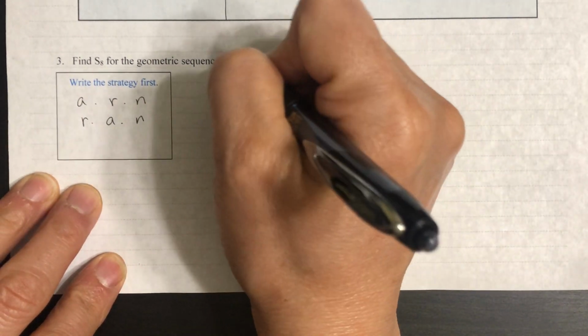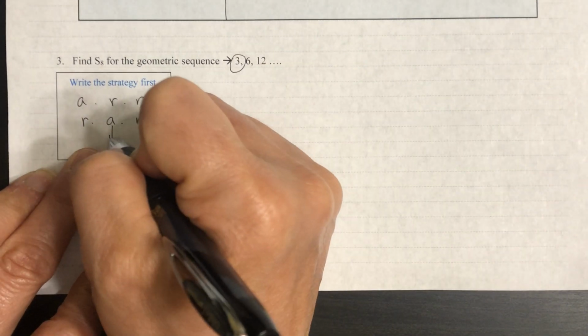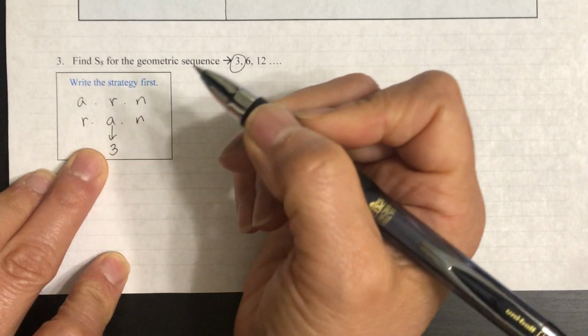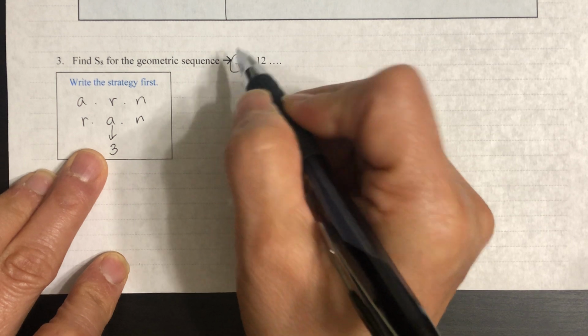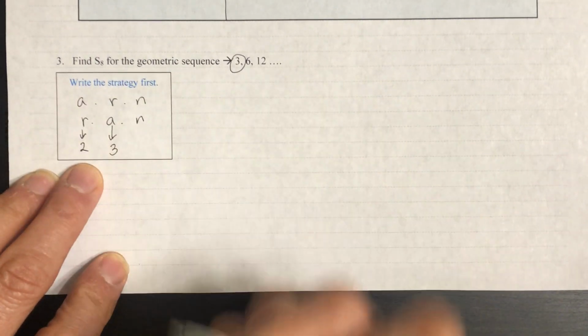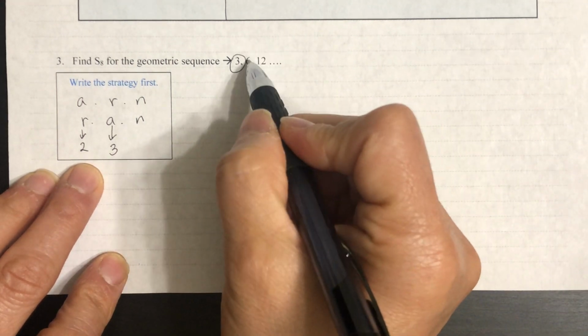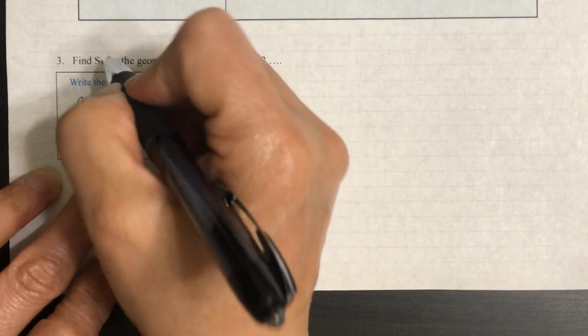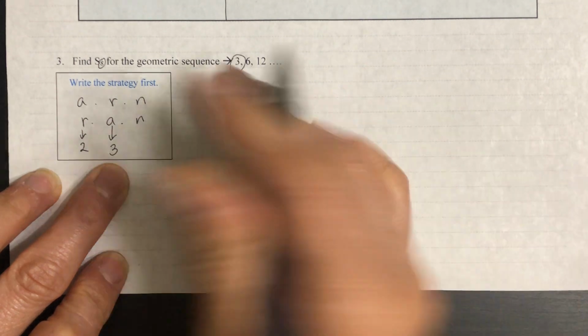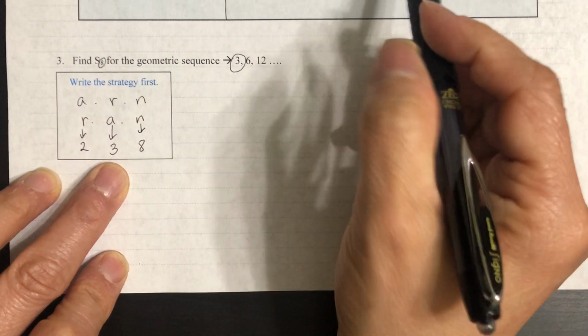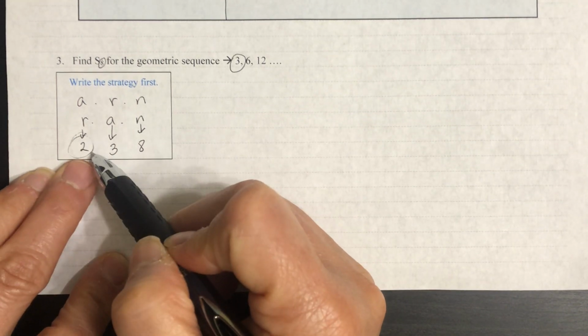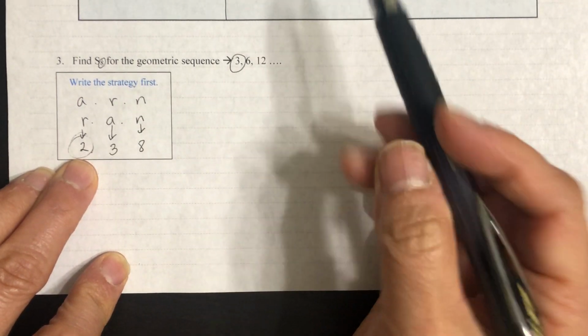So we have the first term, which is 3. What about the ratio? Well, 6 divided by 3 is 2, or 12 divided by 6 is 2. What about n? n is 8, there are 8 terms. So we can use this. And the ratio is bigger than 1, so we're going to use this one.